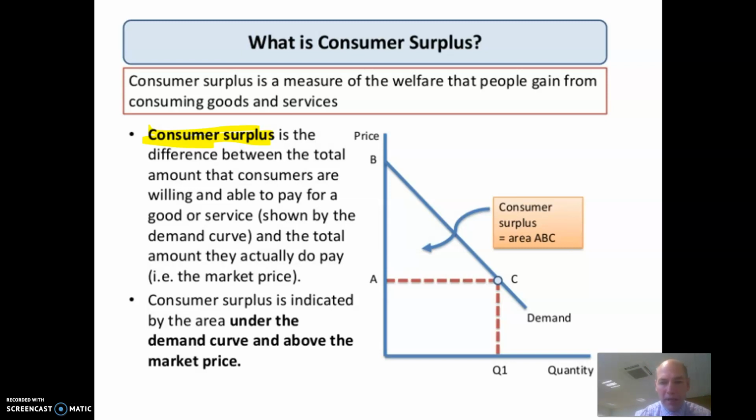And it's shown by the area indicated underneath the demand curve, underneath this line, BC, and above the market price. So it's going to end up being this area here that is consumer surplus. Now you can see visually where it is. It's above the equilibrium price and underneath the demand curve, and you can see us using the annotation A, B, C. So you've got to be able to identify that on a diagram.